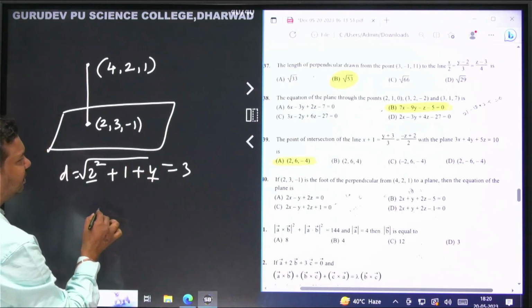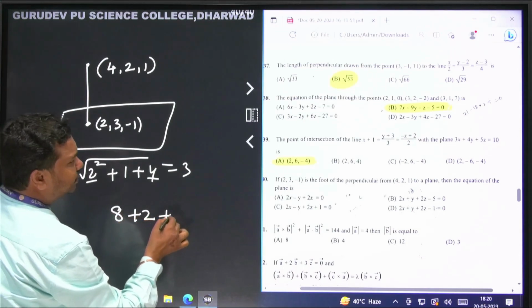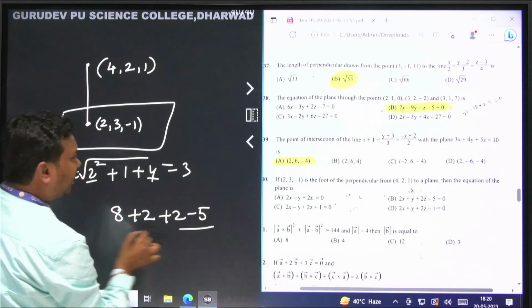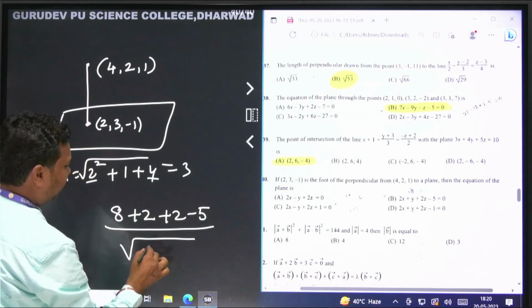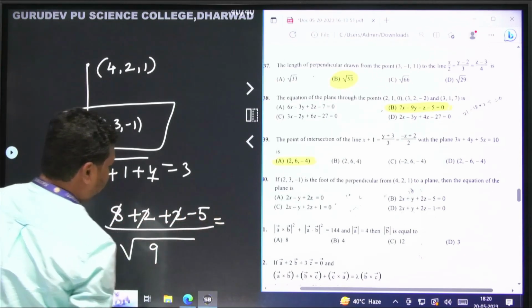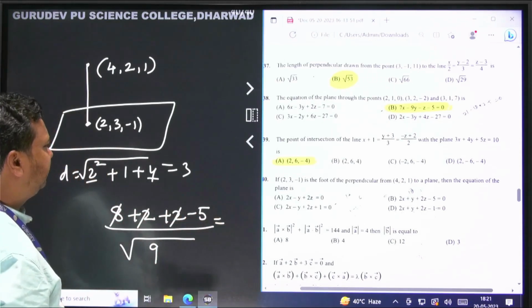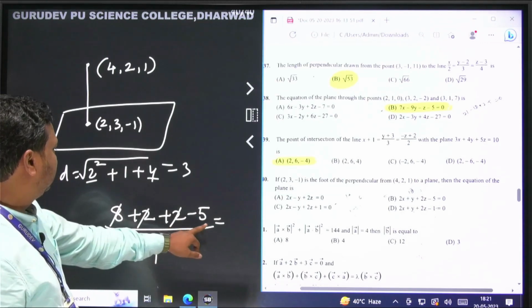So from 4 to 1: 2 4s are 8 plus 2 plus 2 minus 5 divided by square root of 4 plus 4 plus 1, that is 9. So 10, 10, 12, 12 minus 5 is 7 by 3. So we are getting 7 by 3 here. I think somewhere 7 by 3 ಬರಬಾರದು.